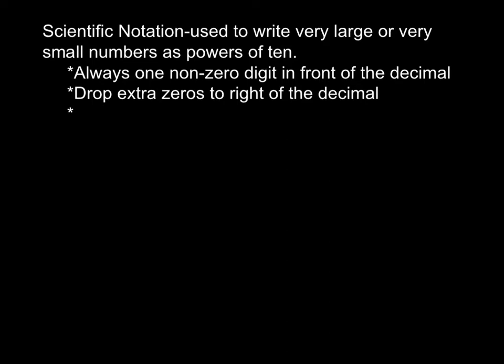It always has one non-zero digit in front of the decimal. And what it means by that is when we write scientific notation, I would write it like 5 times 10 to the fourth. It's always going to have a number right there. I'm not sure why it says decimal, but it's always going to have a non-zero number right there. We need to drop extra zeros to the right of the decimal.